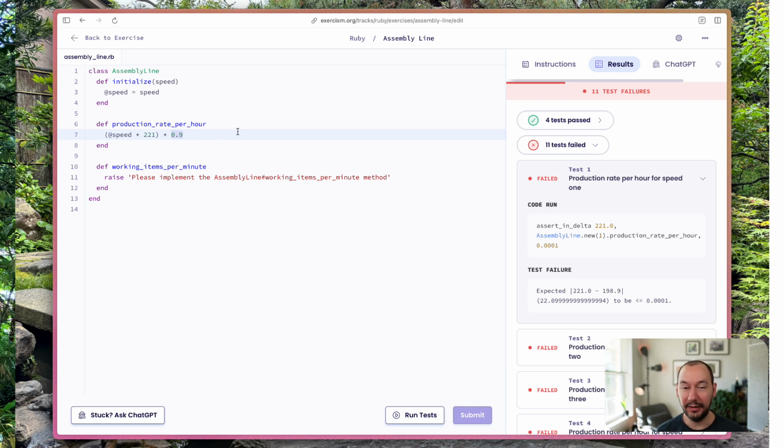Like, what is this 0.9? The 0.9. It's what? It's success rate. So probably we need something that determines a success rate, and potentially we need a new method for that.